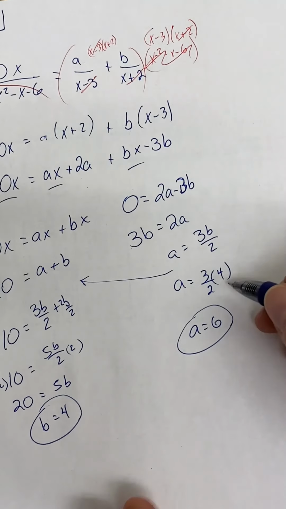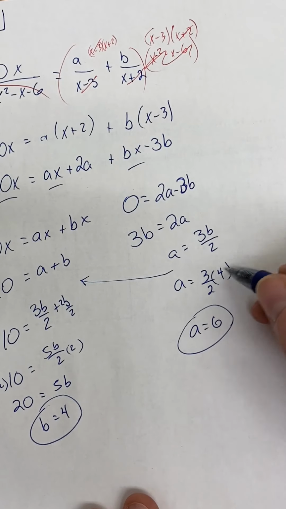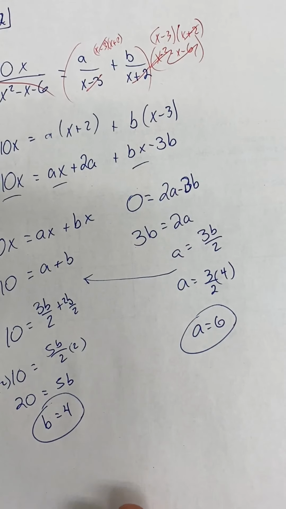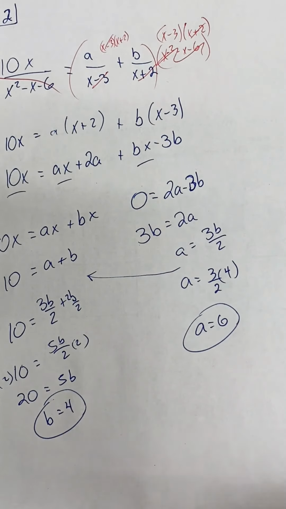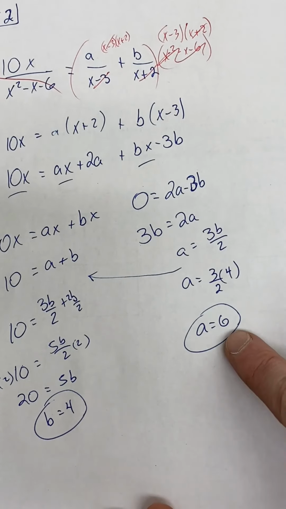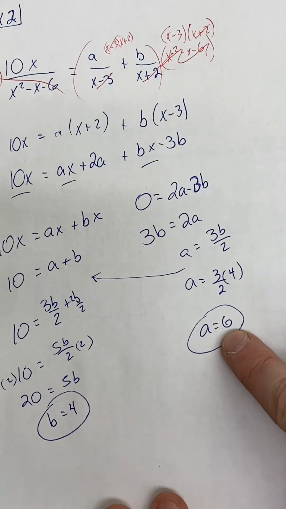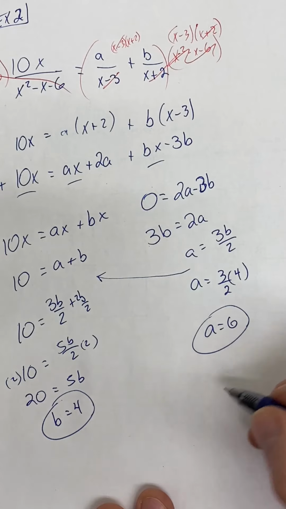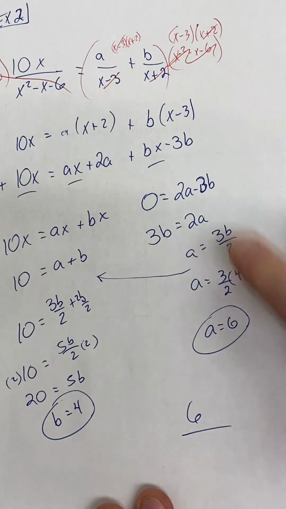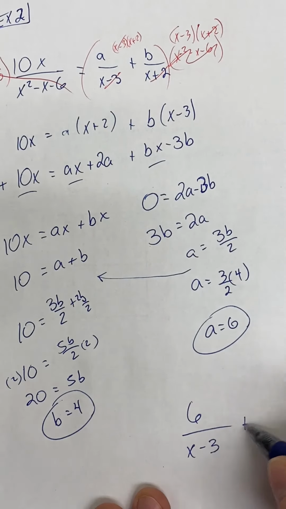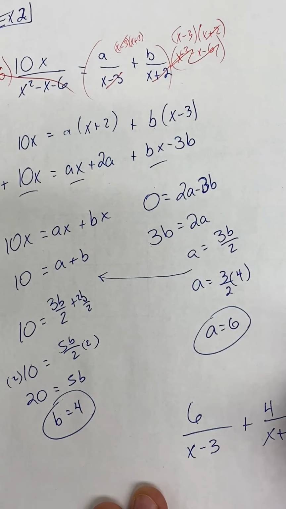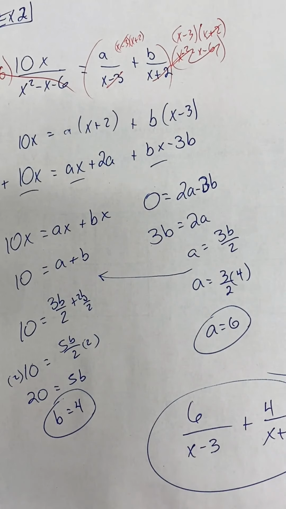Either cross out your 4 and 2, 3 times 2 is 6, or 3 times 4 is 12, divide that by 2 is 6, however you want to work that out. But I've got my a and my b. In the beginning, I told you it really didn't matter what you call a and b. What really matters is, as you do the equation, you'll get the correct number that should be over top of each piece here. So 6, and this is how we need to end this up. 6 should go over x minus 3, and 4 should go over top of x plus 2. And that would end it up.